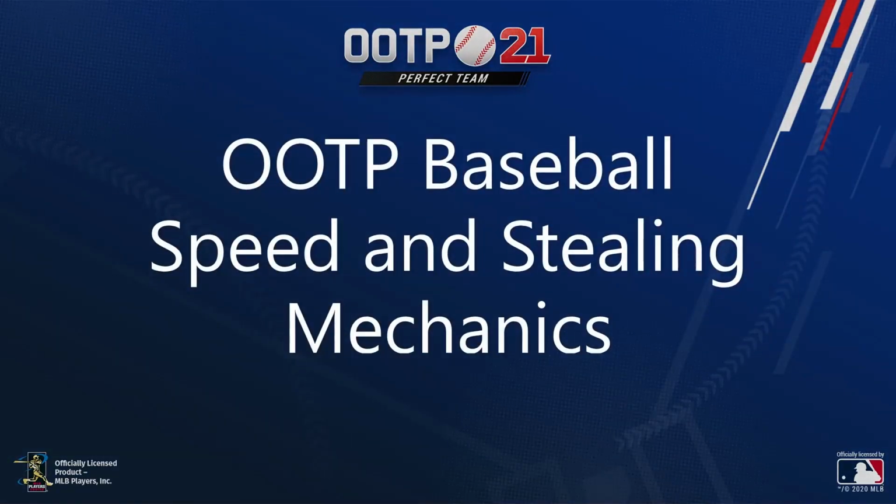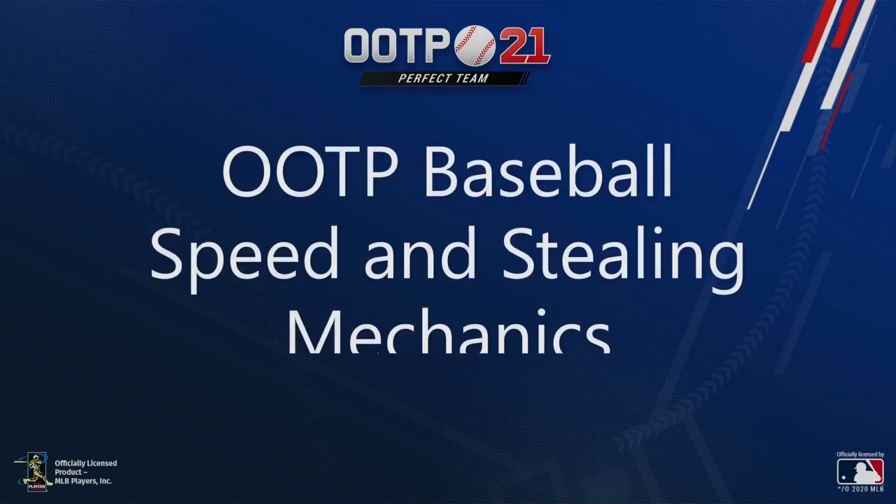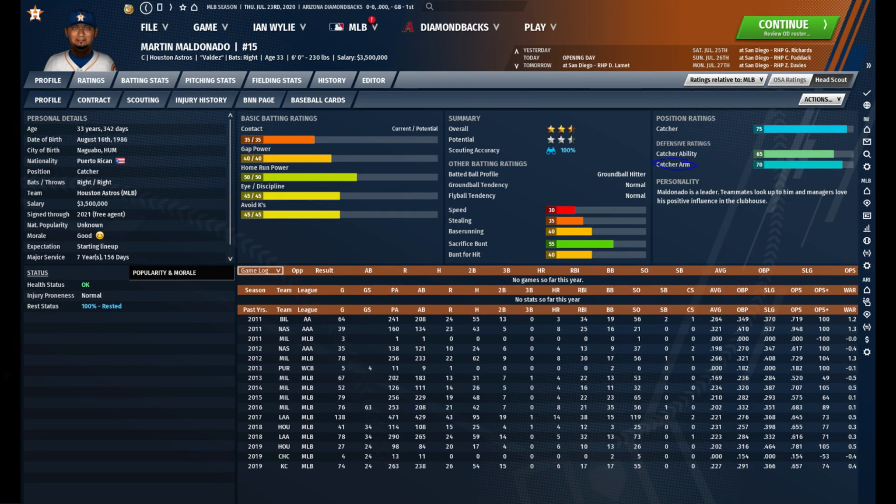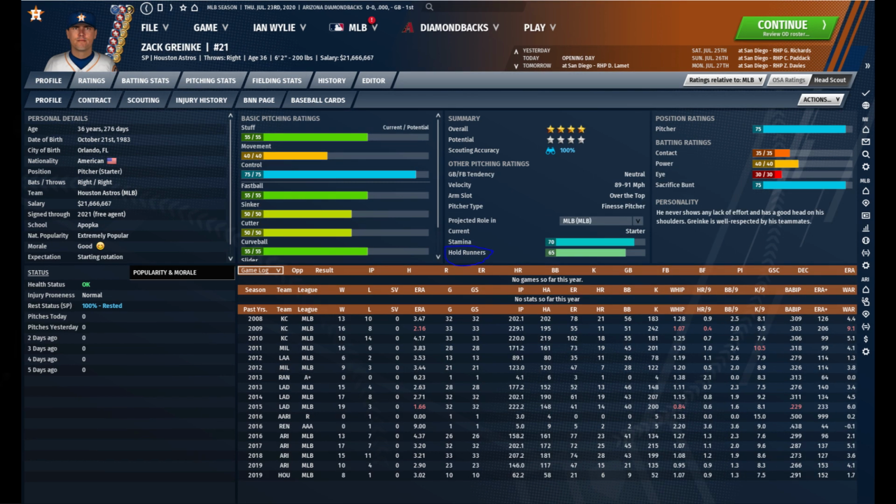Hey there, guys. Today I'm going to be going over the mechanics of stealing in Out of the Park Baseball. There are, of course, multiple aspects to stealing, from the runner's abilities, their speed and stealing, the catcher's arm, and the pitcher's hold runners. All these factor into how likely the runner is to steal and how likely they are to be successful.